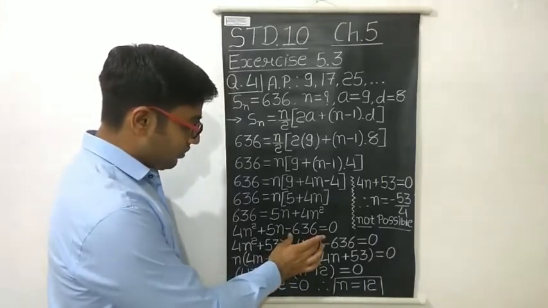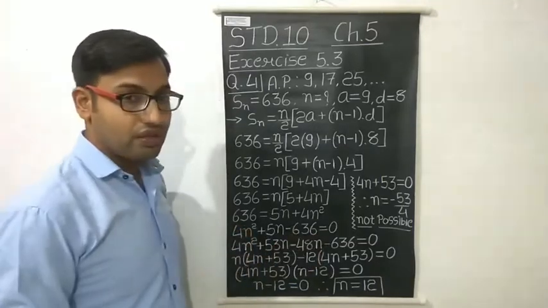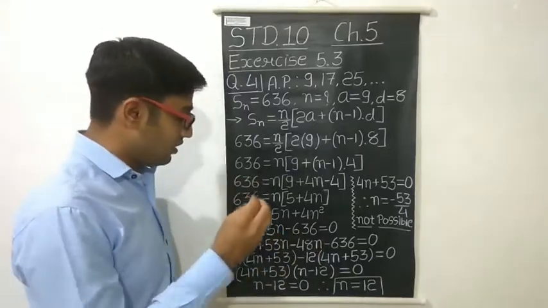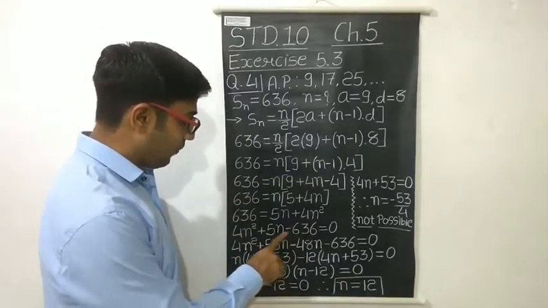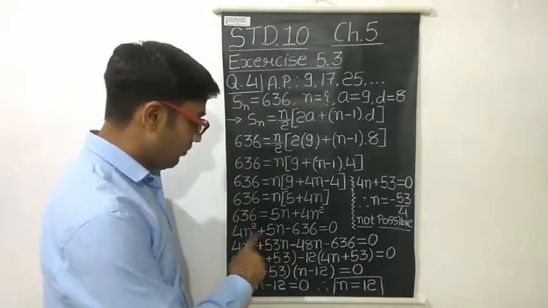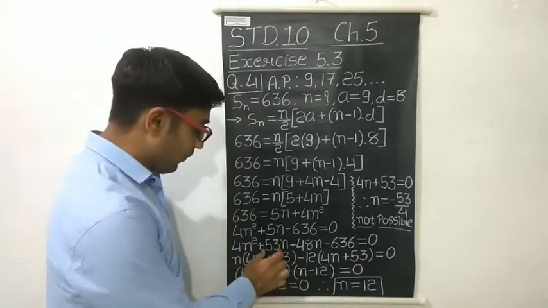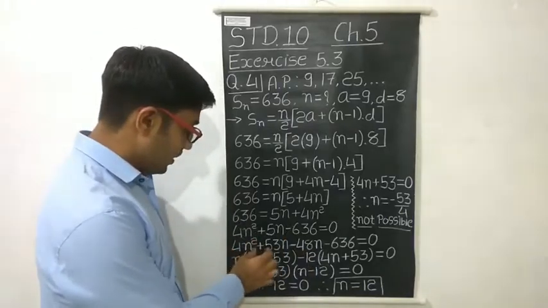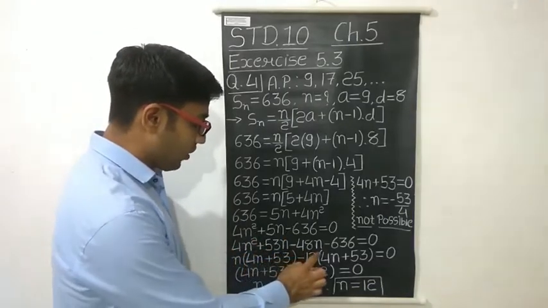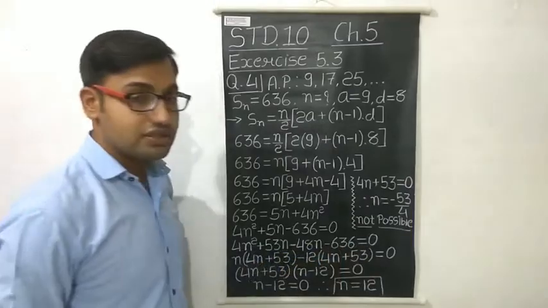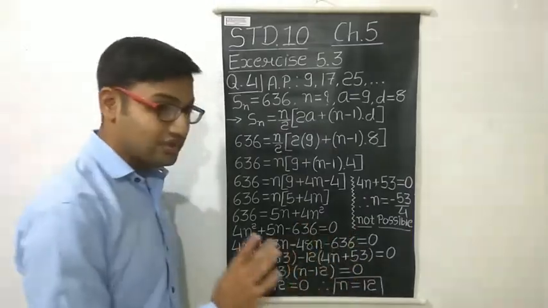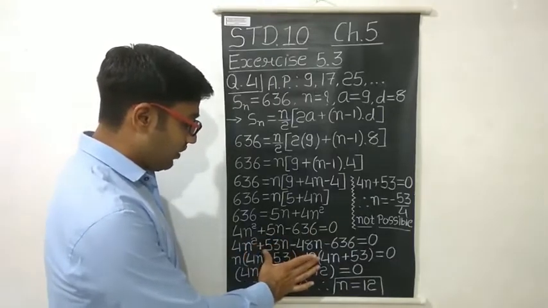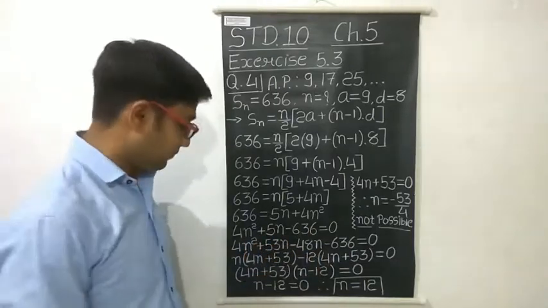So multiplication of 636 and 4, whatever we get, we have to factorize that number such that the subtraction of the factors will become 5. So here we will get two factors, 53 and 48. So 4n square plus 53n minus 48n minus 636 is equal to 0. So we write down 5n as 53n minus 48n.